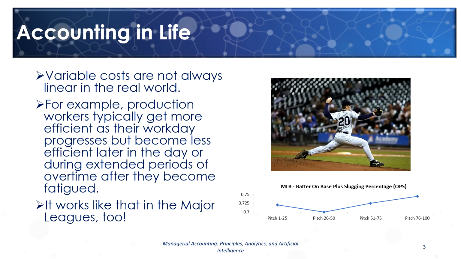Before we dive into cost behavior, let's connect this to a real-life example. Variable costs are not always perfectly linear in the real world. For example, production workers often become more efficient early in the day as they get warmed up, but later in the day, they may become less efficient due to fatigue. That is similar to a Major League Baseball pitcher. A pitcher may start a game strong, but over time their performance declines as they get tired. The point is, in theory, variable costs increase in a straight line with production, but in practice, costs may behave differently depending on human and operational factors.